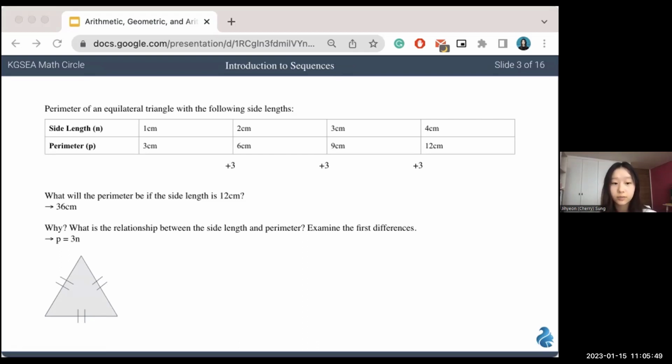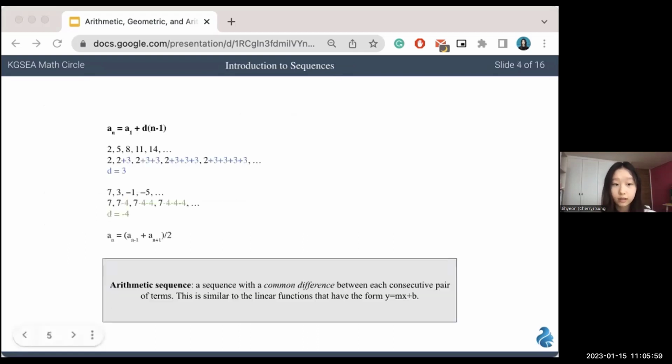And you got this answer because the relationship between the perimeter and the side length is that P equals 3n, as shown in the figure. The perimeter is 3 times the side length. So this is an arithmetic sequence, a sequence with a common difference between each consecutive pair of terms. This is similar to the linear functions that have the y equals mx plus b, as there is a constant slope or a common difference in the sequence.